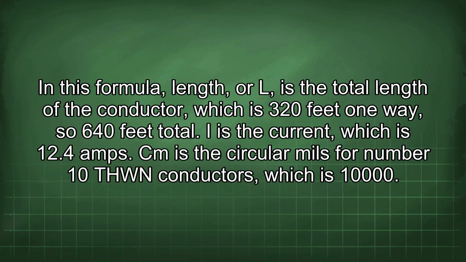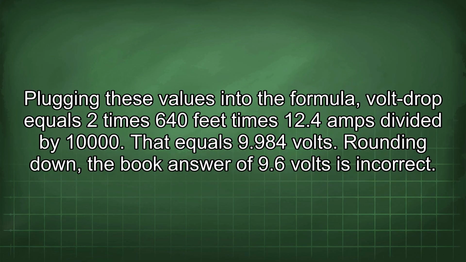In this formula, length, or L, is the total length of the conductor, which is 320 feet one way, so 640 feet total. I is the current, which is 12.4 amps. Cm is the circular miles for number 10 THWN conductors, which is 10,000. Plugging these values into the formula, volt drop equals 2 times 640 feet times 12.4 amps divided by 10,000. That equals 9.984 volts. Rounding down, the book answer of 9.6 volts is incorrect.